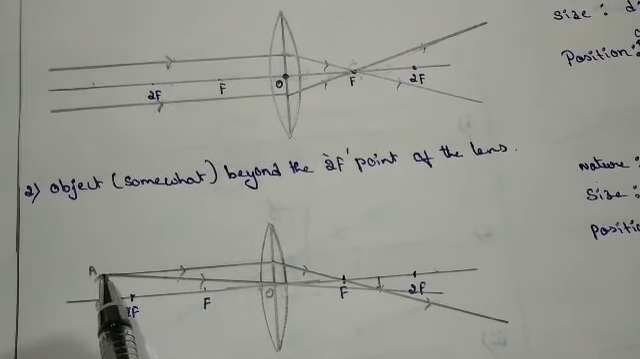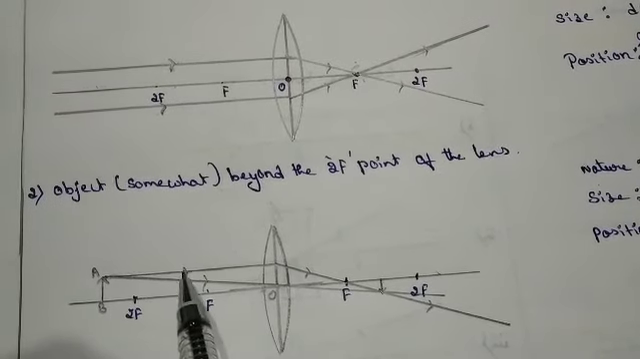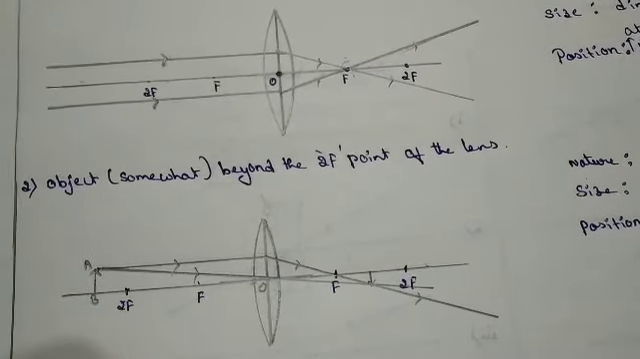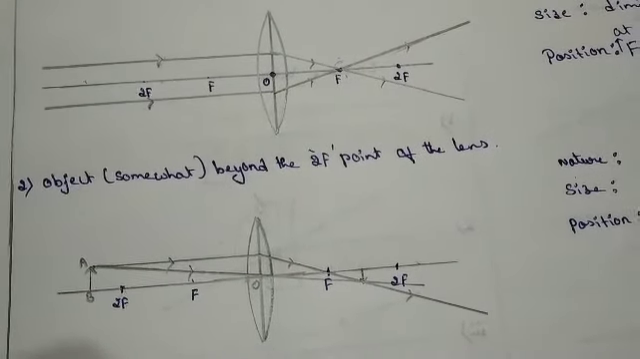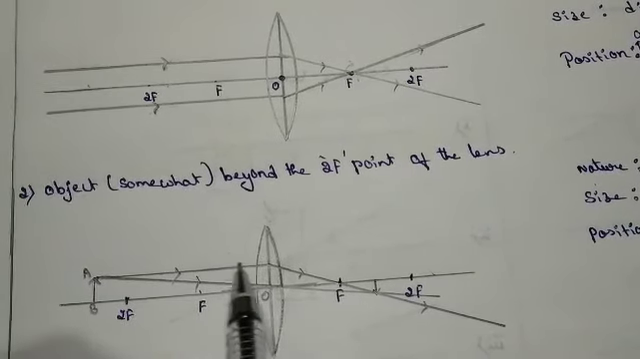And one ray is parallel to the principal axis. As I told earlier, we'll consider 2 or 3 rays, that's all, for constructing the ray diagrams. Here I have considered only 2 rays. One is parallel to the principal axis.